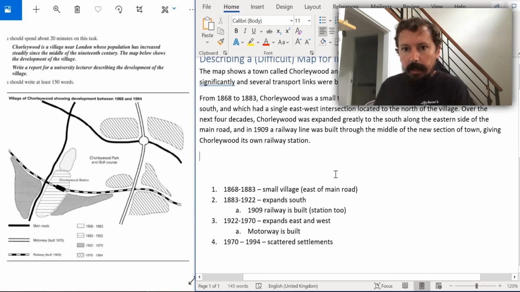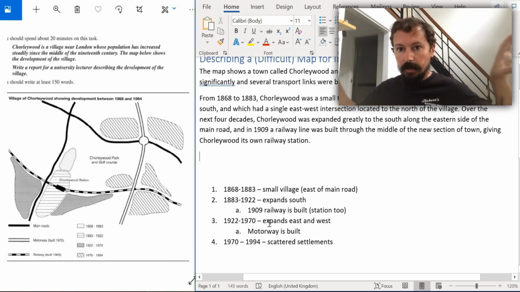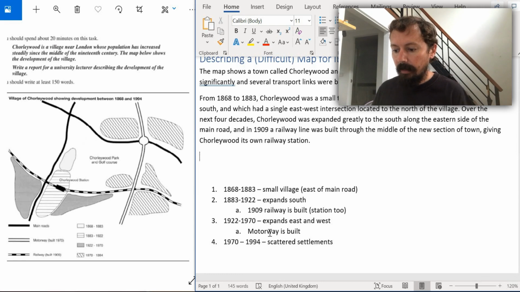Right, so it's 1909 and we need to continue our description with the next events. So after that we can see we pretty much skip forward to 1922 and the expansion going eastwards and westwards. So we can give information about that, then the motorway being built.